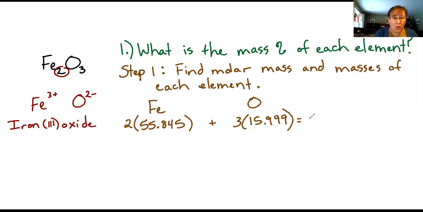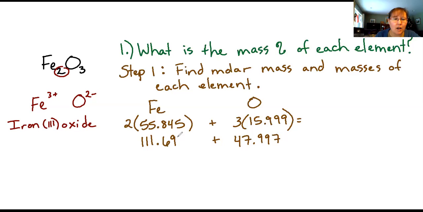Usually I would just do the whole thing on my calculator, but I might as well take it in pieces because I'm going to need it in pieces for finding my mass percents. So 55.845 times 2 becomes 111.69, 5 sig figs, excellent. And then I have 3 times 15.999, and I can have 5 significant figures here as well. So I get 47.997, and that's my iron and my oxygen.